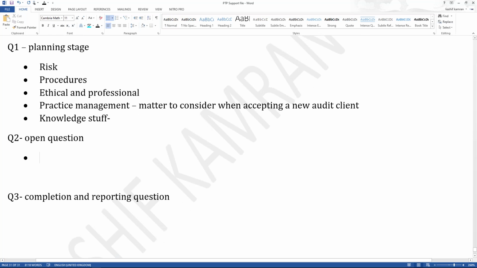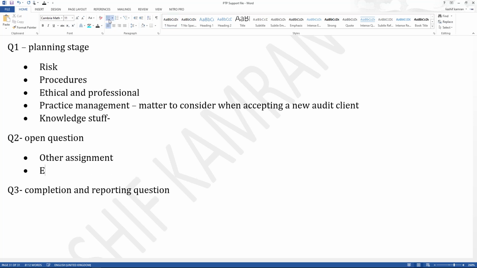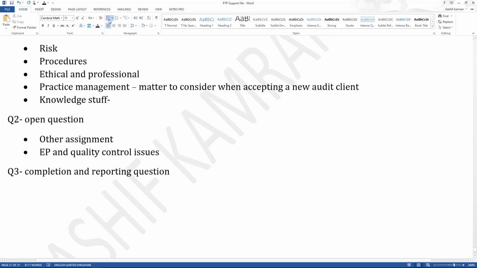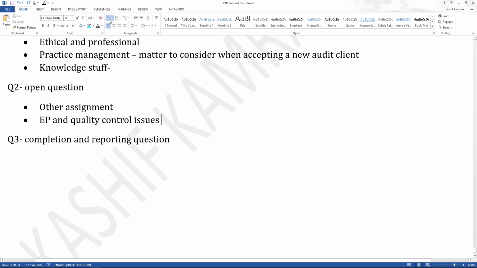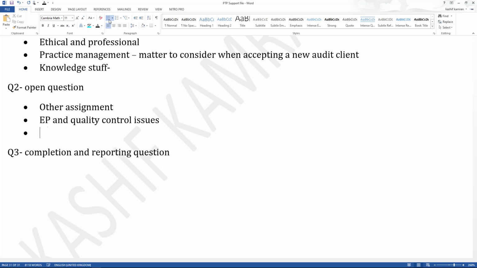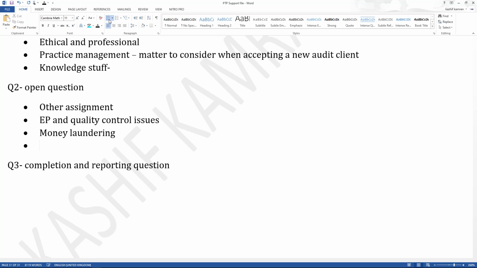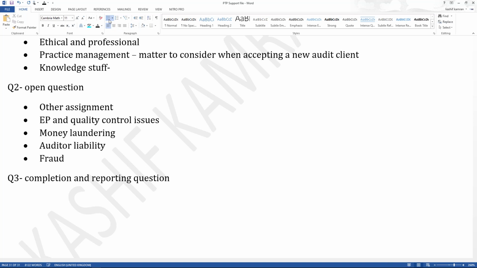In the open question you can get other assignments. You can get ethical, professional, and quality control issues in the open question, or anything else like money laundering, or auditor liability. Yes, anything like fraud, something like that can come in the open question.